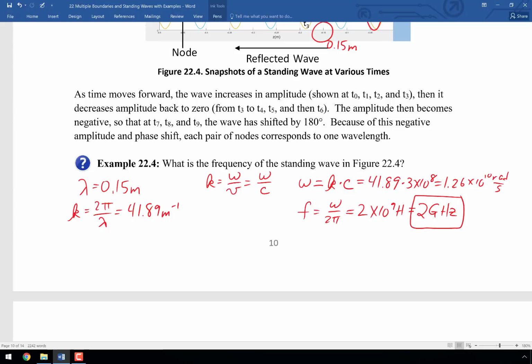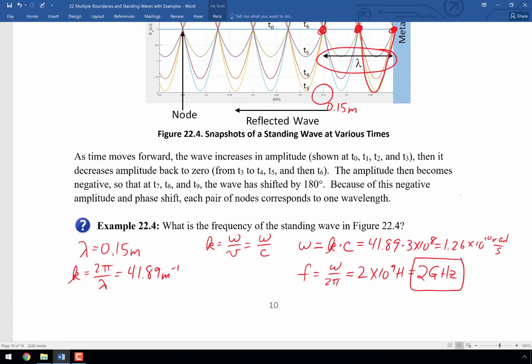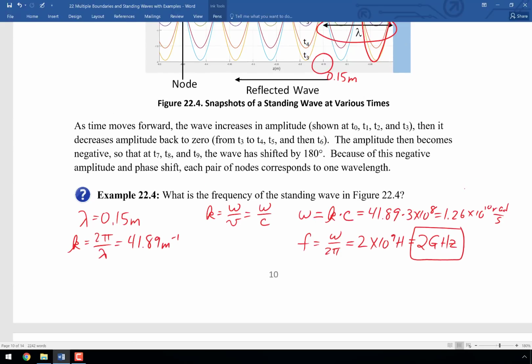So just by knowing where the nodes are located, just by knowing how far it is to the nodes, we can identify what is the frequency of this wave, because we know that it's free space. And so therefore we know the speed of light in free space.